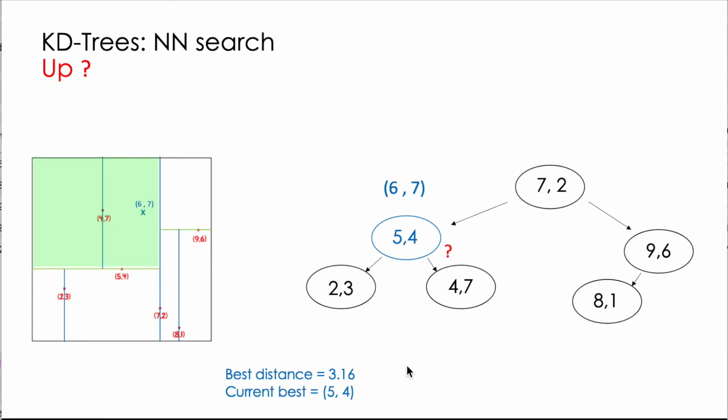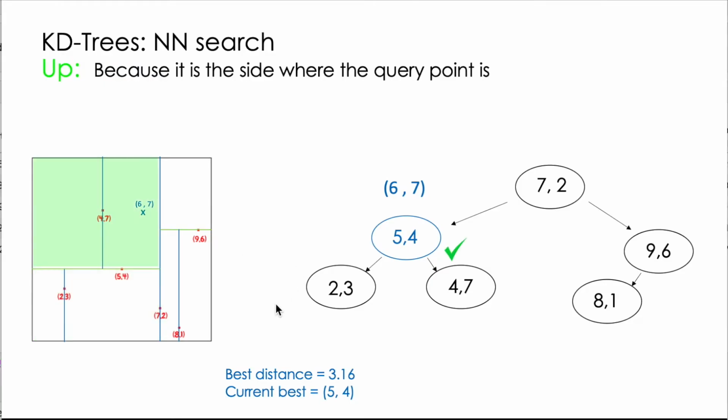Again, we need to decide if we go to the right side, in this case the upper side of this cut produced by the point 5,4, or to the left side of the tree, which corresponds to the downside of our cut produced by the point 5,4. Again, the way to decide this is to choose the side where our query data point is located. In this case, it is located in the upper side of the cut, so we need to choose the right side of the tree to explore.